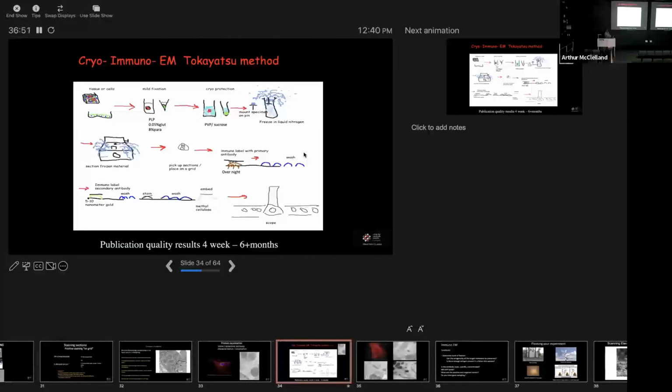So this method that I'm going to talk about is called the Tokuyasu method. It was developed in the Tokuyasu lab in San Diego, UCSD. And it's fairly simple. We used to call this cryo-EM. We don't call it that anymore. Now it's cryo-immuno-EM.